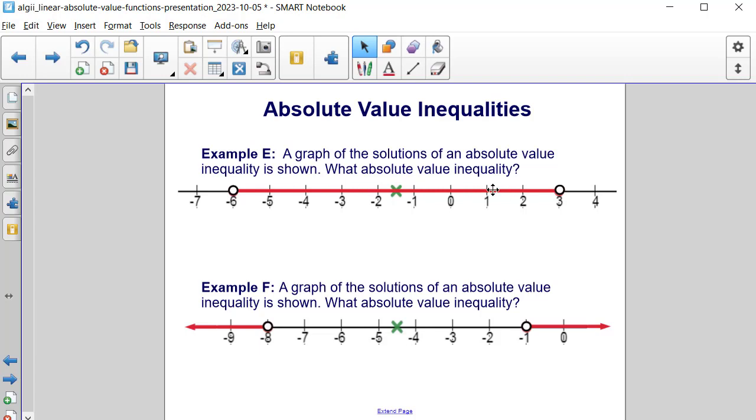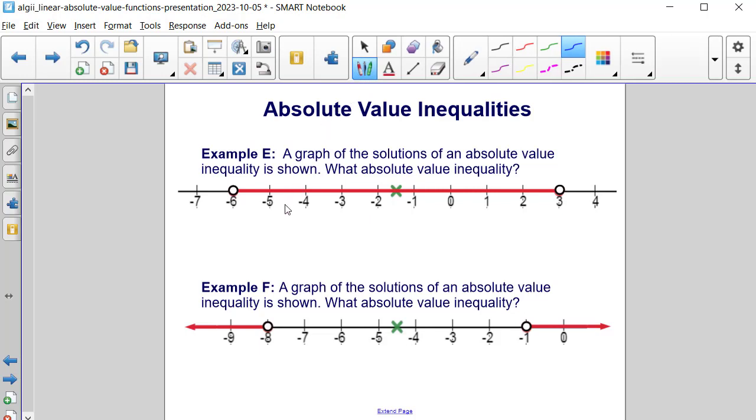So this time we have an and statement, and down here we have an or statement. We have to determine what absolute value inequality will model each of our graphs that are provided. And there are a couple of different ways that this can be approached. If you look at it visually or graphically, we can clearly see in example E that our center point is -1.5.